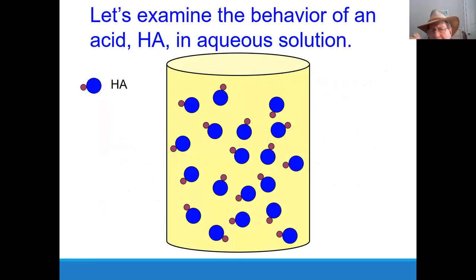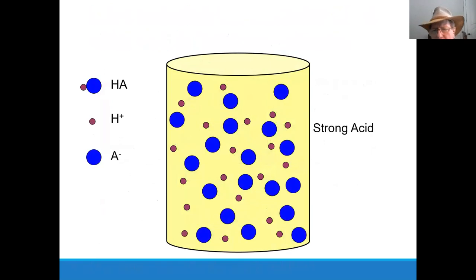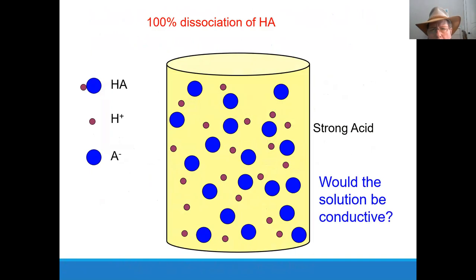So basically, if I have HA in water, what happens when I first put it in? They're together. As I'm adding the water, as time goes on, if I have a strong acid, I get complete dissociation. The anion is completely separated from the proton. Would you think this is going to be conductive? Would this solution conduct electricity?